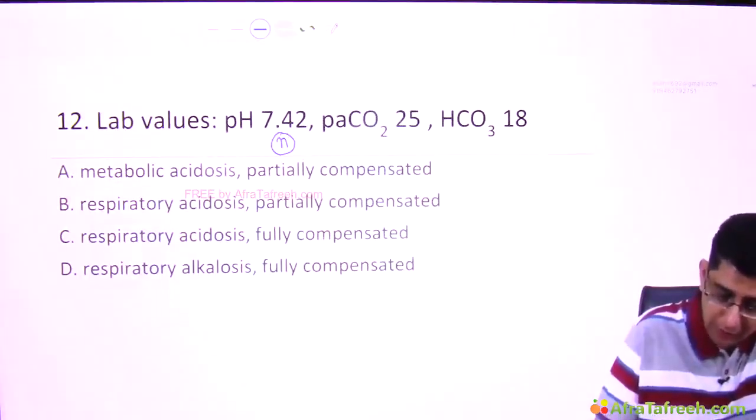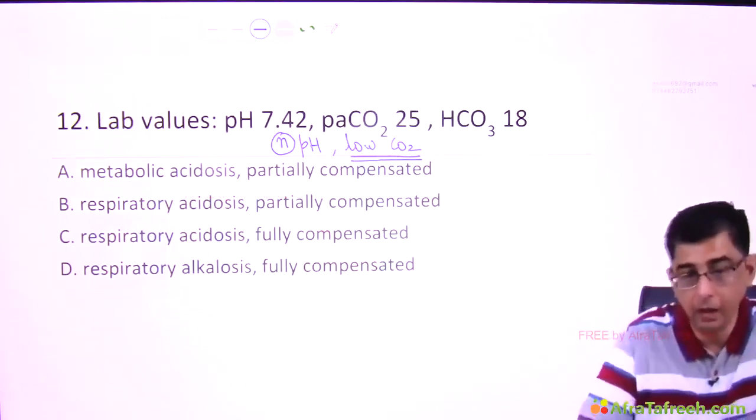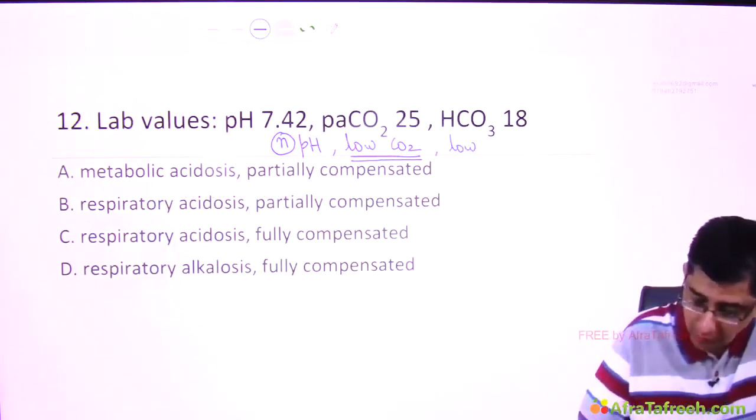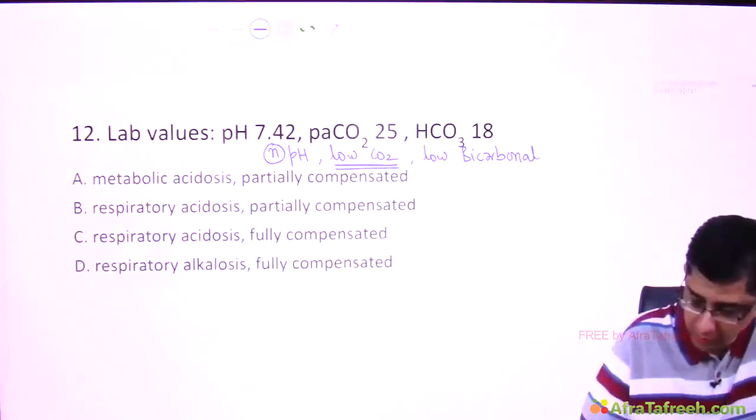In the next question, you can see that the pH of the patient is 7.4, which is a normal pH. There is a low CO2 in the patient, so there is a respiratory etiology behind this. And there is also a low bicarbonate in the patient. Low bicarbonate indicates the fact that the patient could be having metabolic acidosis.